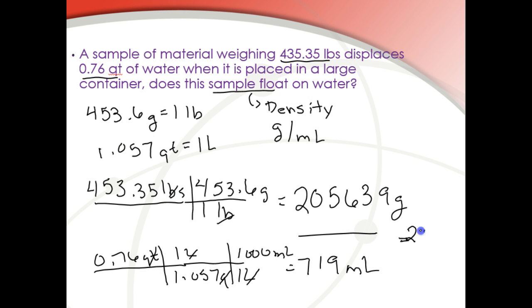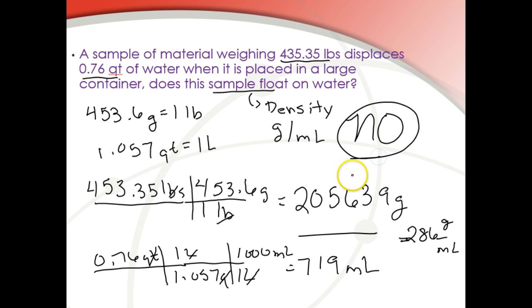Apparently, that's way more dense than anything else on the planet, but there you go. 286. So the big question here is, is it greater than 1? And yes, it is. So no, it would not float on water. So that's a walkthrough for that problem.